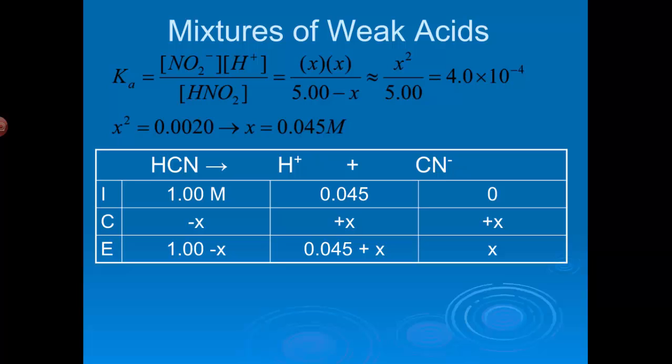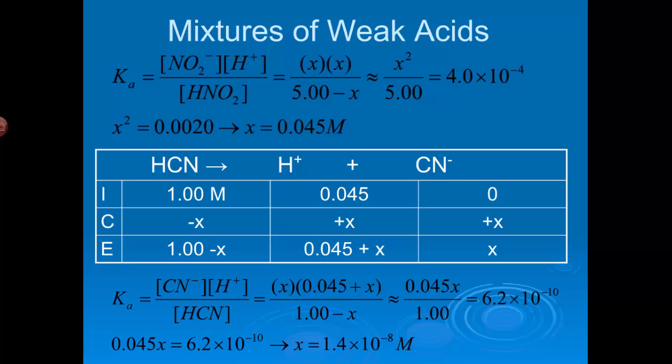We now use that value for H plus as the initial concentration for the HCN dissociation. So HCN was 1 molar to start with, but we already had 0.045 molar H plus in solution from the HNO2. We had no CN minus. Use your change again: minus X for the HCN, plus X for the H plus, and plus X for the CN minus. We get new equilibrium expressions.